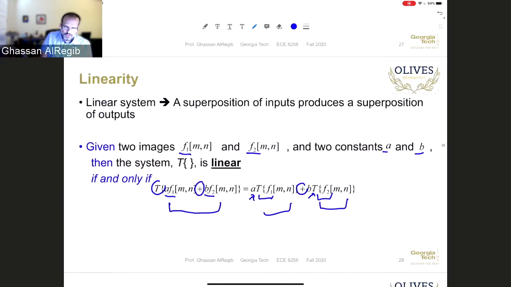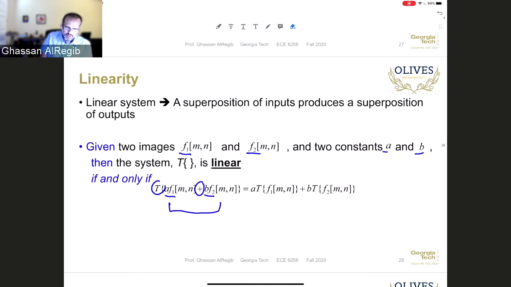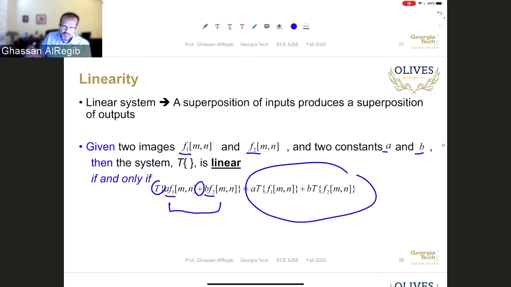Now, by definition, if I apply this superposition at the output side, it's the same thing. What do I have in this case? I will have A times the operator on F1, which is A times C times F1, plus B operating on F2, which in this specific example is B times C times F2. So I have A F1 times C plus B times F2 times C, which is the same as what I get from the other side. In this case, the left-hand and the right-hand side are equal.